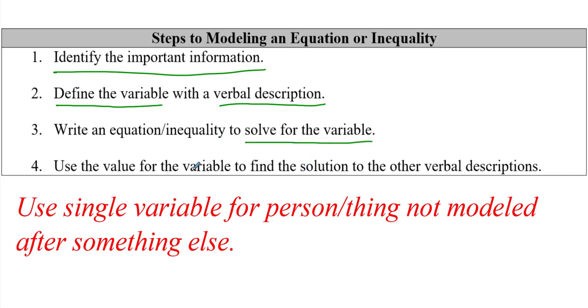But sometimes we might need to use that value for the variable to find the solution to other verbal descriptions. You're going to see what I mean here in just a minute. But I want you to write this down. Go ahead and pause the video. What we want to do is use a single variable for whatever person or thing that is not modeled after something else. Keep that idea of not modeled after something else in mind when we're doing these things. All right, let's jump right into our first example.